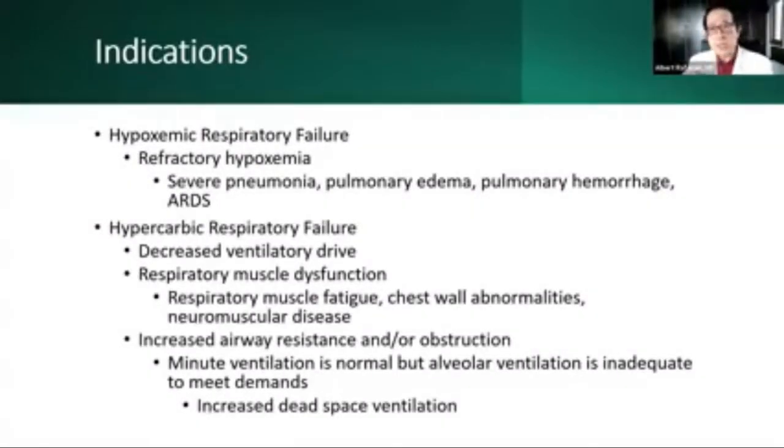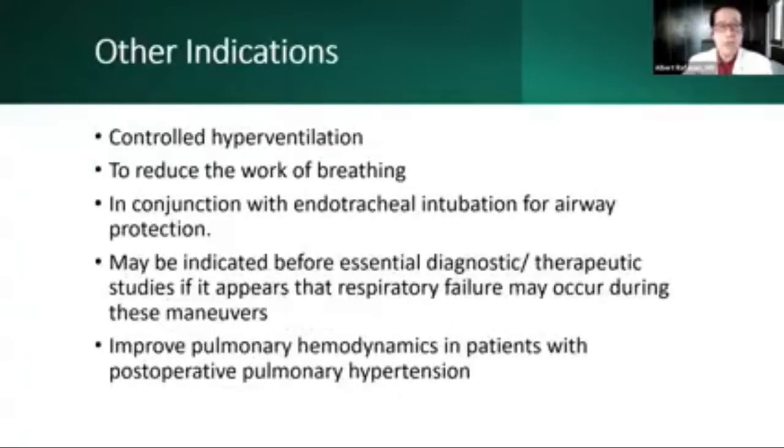But aside from hypoxemic and hypercarbic respiratory failure, the other indications for putting them on the ventilator include controlled hyperventilation. That is in patients who are herniating, then you need to hyperventilate them, or patients with severe metabolic acidosis where you want to hyperventilate them to normalize the pH. In patients as well, we want to reduce the work of breathing in conjunction with an endotracheal tube for airway protection.